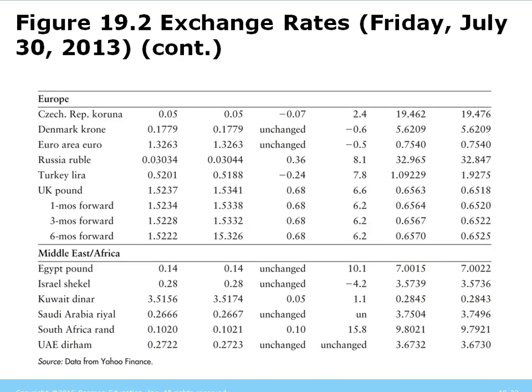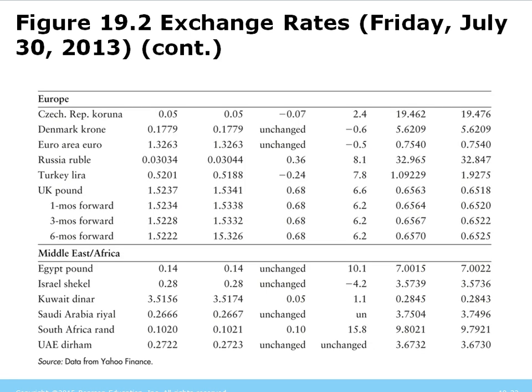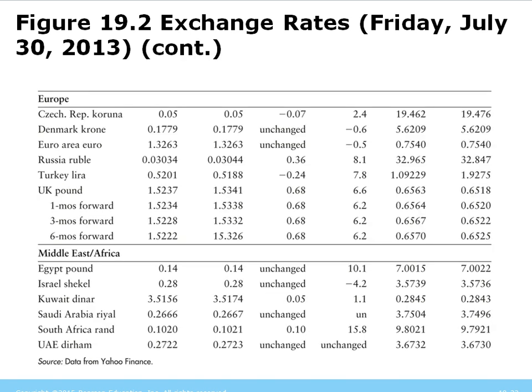And so this is basically the Asian Pacific market, the European market, and you'll see here's the Danish krone versus the euro, the Russian ruble, and the Middle Eastern currencies. And we'll have the year to date and the per in US dollars.